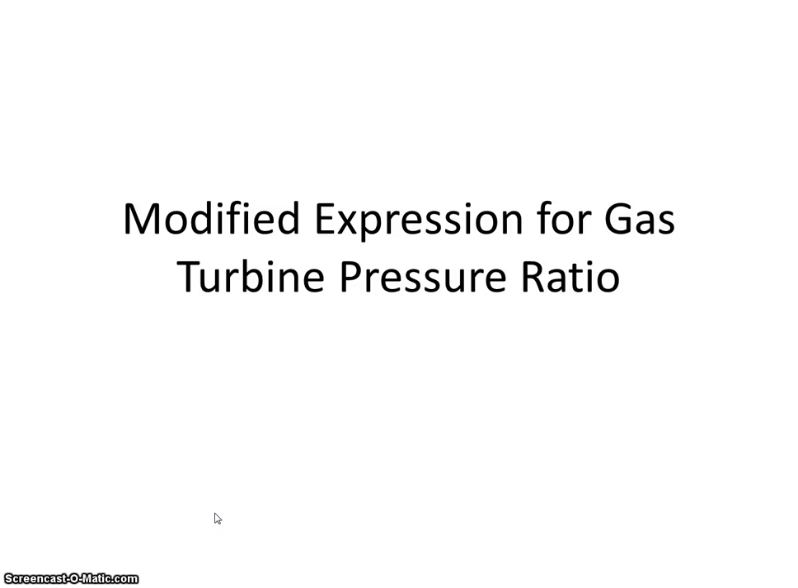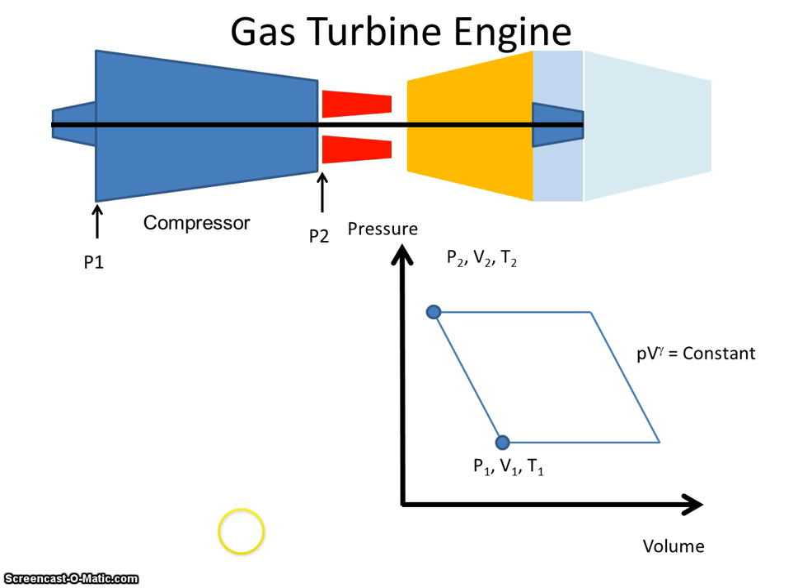In this video we're going to modify an expression we had for the pressure ratio of a compressor and turbine in an adiabatic system. So on the compression side, in a previous video we saw that when air is compressed from here to here, we can say that the pressure at point 2 divided by pressure at point 1, to the power of gamma minus 1 all over gamma, is equal to T2 over T1.